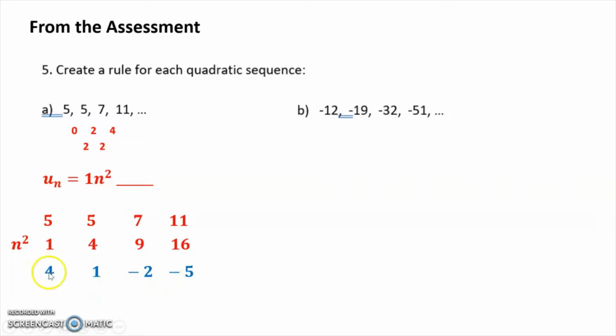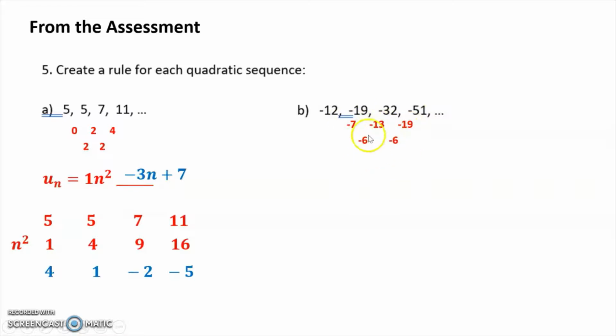And then you think about term 0. If this is term 1, go back to term 0, that would be 7. So our rule is this quadratic part plus this linear part, negative 3n plus 7. Over here, let's try the same thing. First difference, minus 7, minus 13, minus 19, and then minus 6, minus 6.